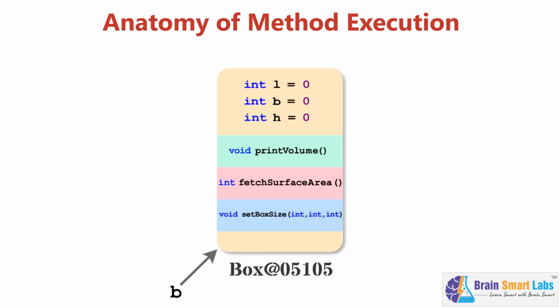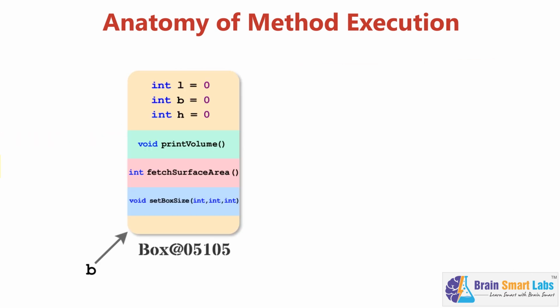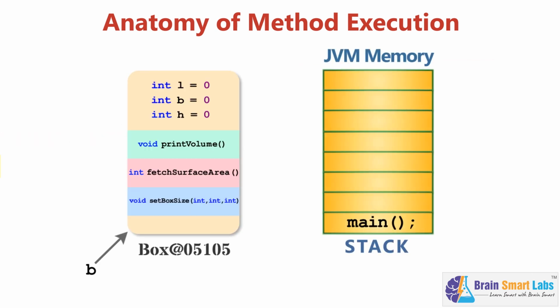Please note the instance variables L, B, H inside our Box object will be initialized to 0 as we have not hard coded the values inside our Box template. And so these will be set to the default integer value 0 as seen over here. The program control will now reach the next line for the JVM to trigger the setBoxSize method.